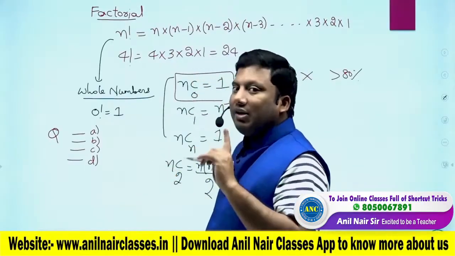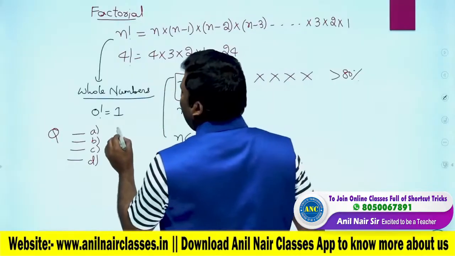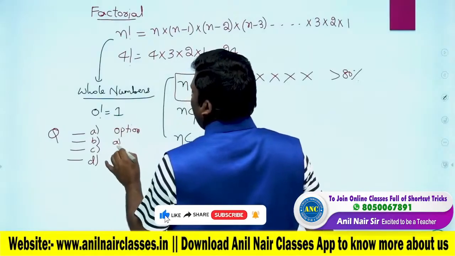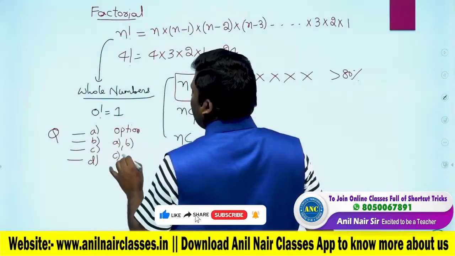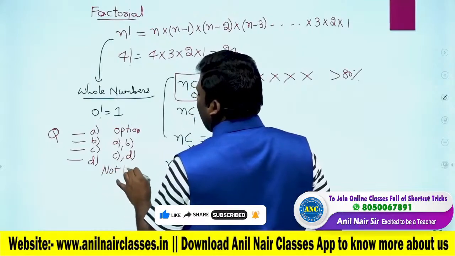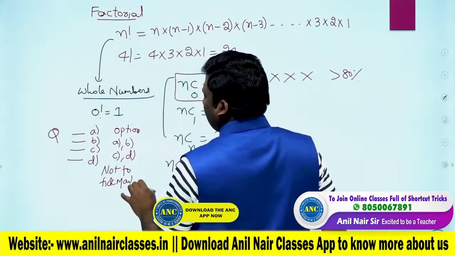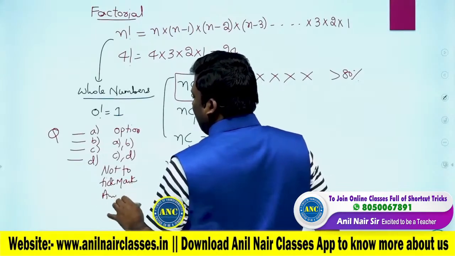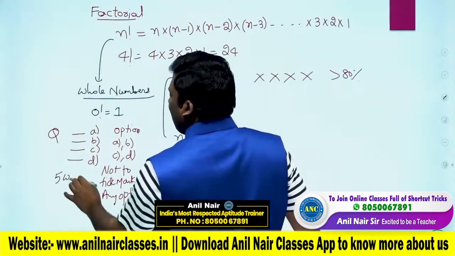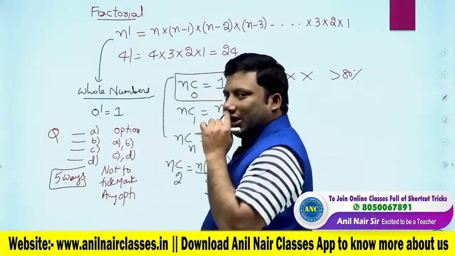Attempting, I did not define it as tick marking an option. Attempting means either I can choose option A or option B or option C or option D, or I decide not to tick mark any option. Totally, how many ways are there? 5 ways are there to attempt a question.